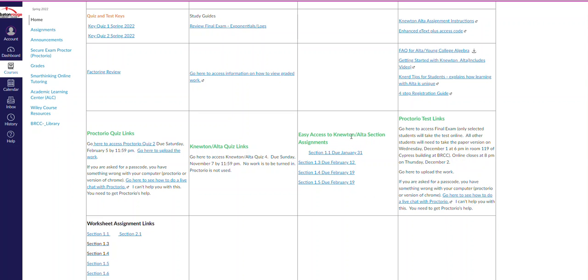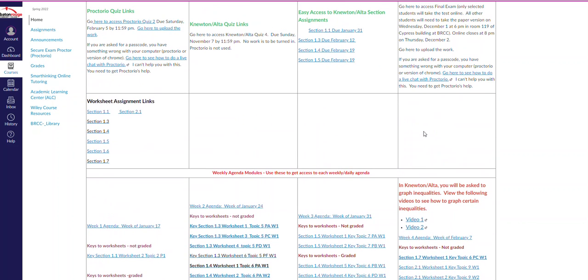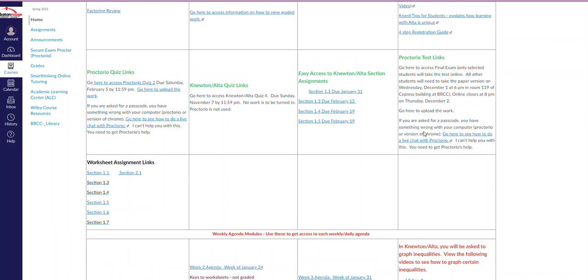So when you look at Knewton Alta, to graph an inequality, it looks weird. So make sure you're using these 2 videos here so you'll know how to graph inequalities in Knewton Alta. So these 2 videos will show you how to do that. All right, because if you don't look at that, you may struggle with graphing inequalities in Knewton Alta.